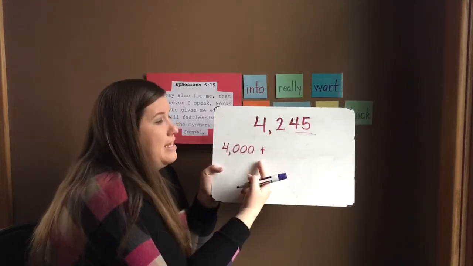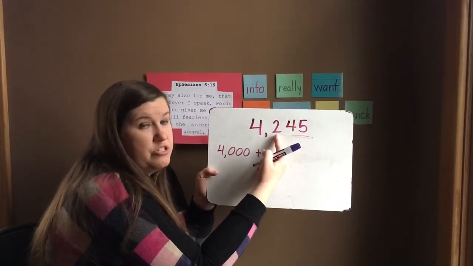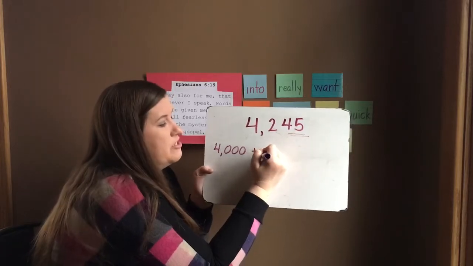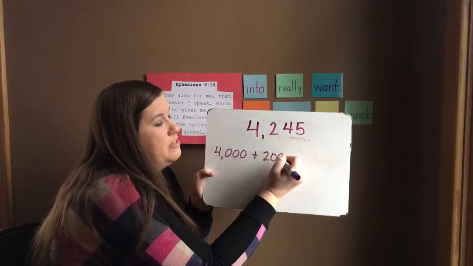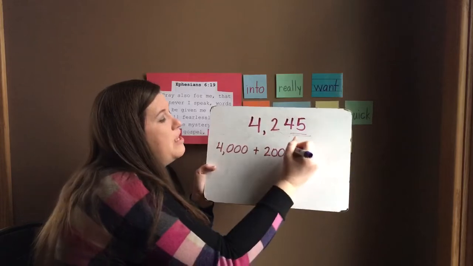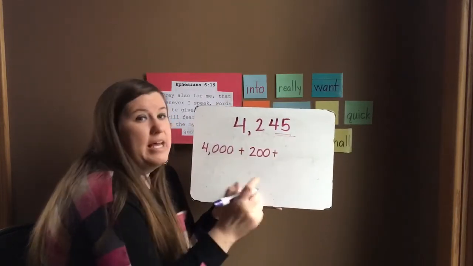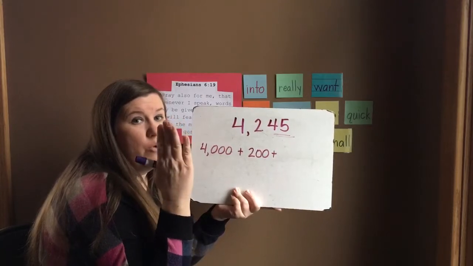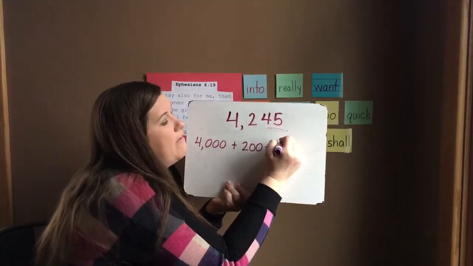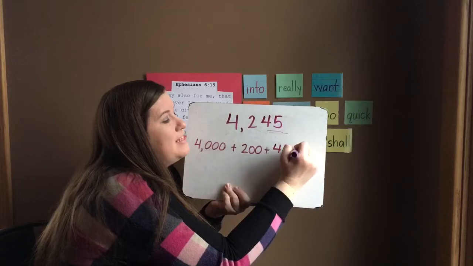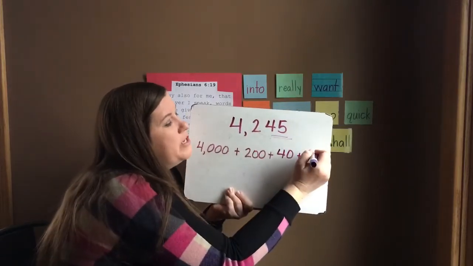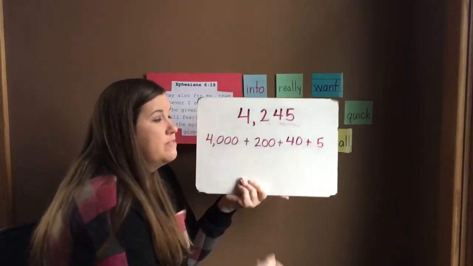Then we add the hundreds. How many hundreds are there? There are 200. So we're going to write 200, 100, 200. And then the tens, we have 4 tens, 10, 20, 30, 40. So we're going to write 40 plus our ones, we know about those, and that's just 5.